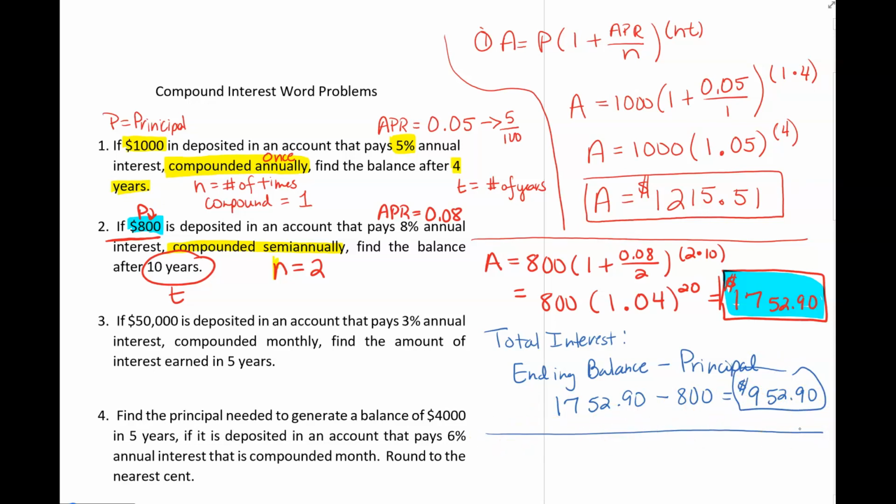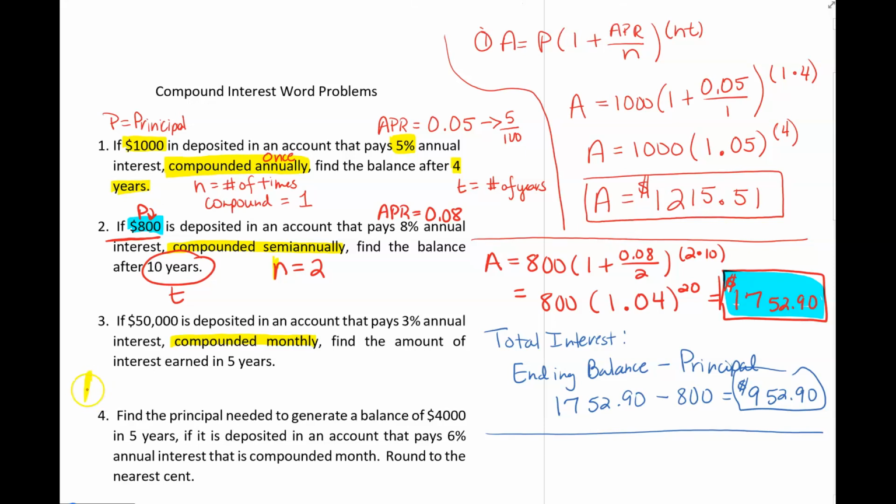All right. Number 3, I'm not going to work step by step with you. It is done exactly like number 2. The only difference in number 3 is that it is compounded monthly. All right. So in that case, n is going to be 12. So when you're entering it in your formula, it should look like this.